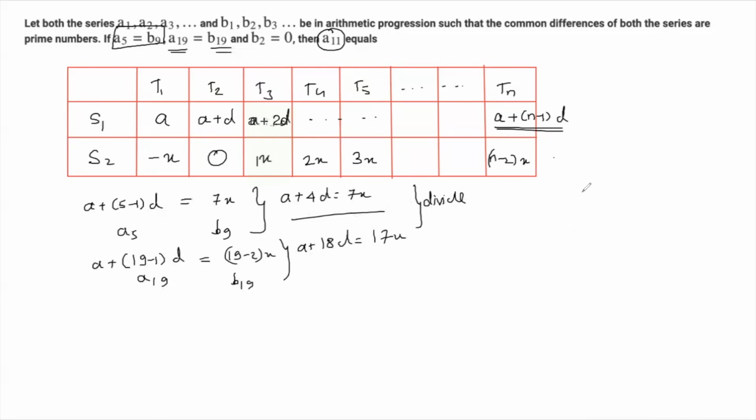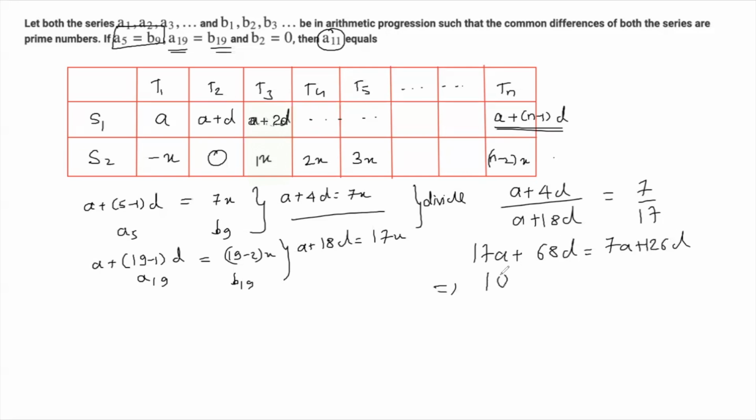After dividing these two equations, we get (A plus 4D) upon (A plus 18D) shall be equal to 7 by 17. And then we cross multiply. When we cross multiply, we will get 17A plus 68D equal to 7A plus 126D. Then we will simplify this. 10A is equal to 58D, or A by D will eventually be equal to 29 by 5. We can cancel out the common factor 2.